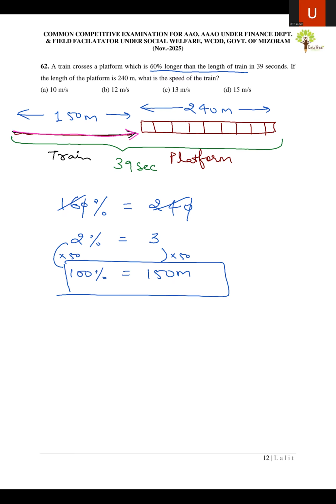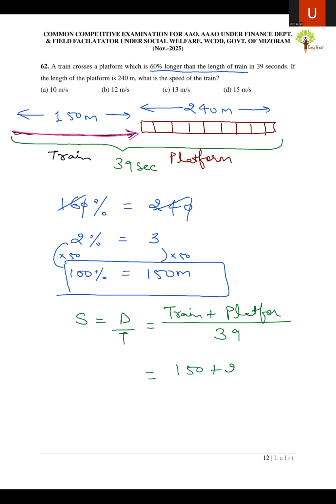So formula for speed is distance upon time taken. Remember this, whenever train is crossing anything which has its own length, just always add the length. Whenever train is crossing something, just add the length of both of them. That is train and platform. That is length of train plus length of platform. Divide by time is already given to us, that is 39. So length of train is 150 plus length of platform is 240 divided by 39.